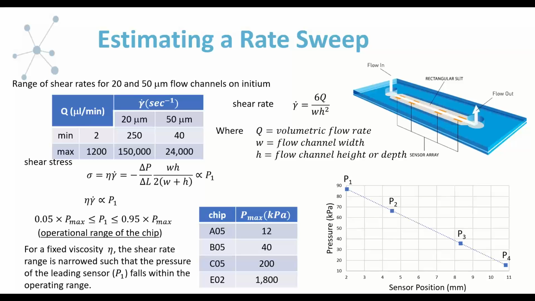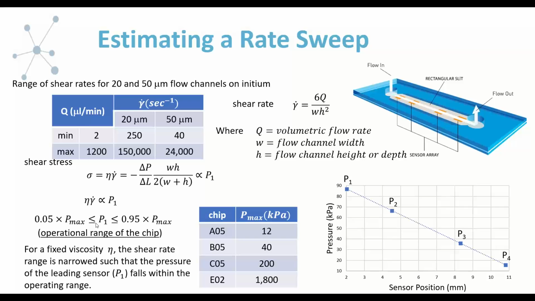So in this equation up here, delta P over delta L is just the derivative. This parameter here is the dimensions of the flow channel, which corresponds to the shear rate. And so the combination of these two is what's going to dictate what pressure range you can experience.